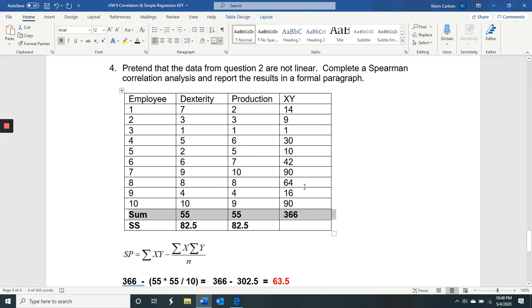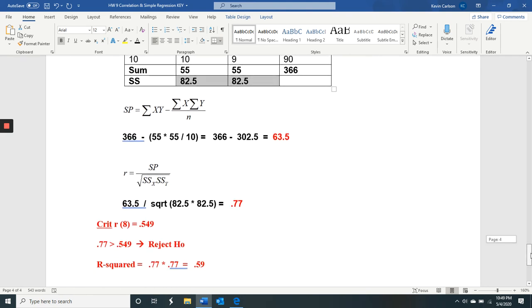You add the 3 columns, so you get the sum of X, the sum of Y. Notice the sum of X and the sum of Y are the same. Why? Because you have ranks 1 through 10 for both of them. They're going to add up to the same thing. Then you have the sum of the XYs. Put these numbers into the online calculator to find the sum of squares. The sum of squares for X and the sum of squares for Y should be the same. Why is that? Because you have the same numbers. You have 1, 2, 3, 4, 5, 6, 7, 8, 9, 10. So let's go ahead and solve.